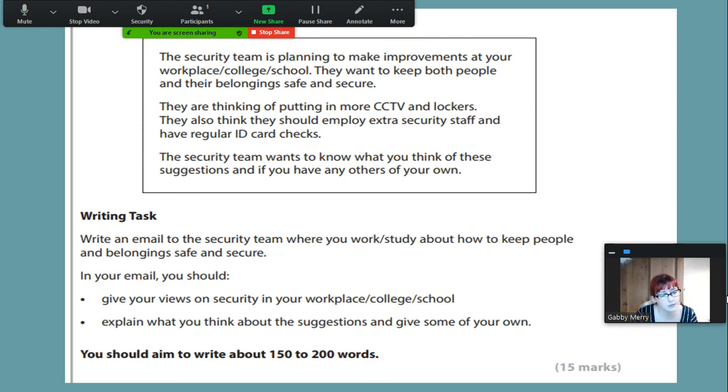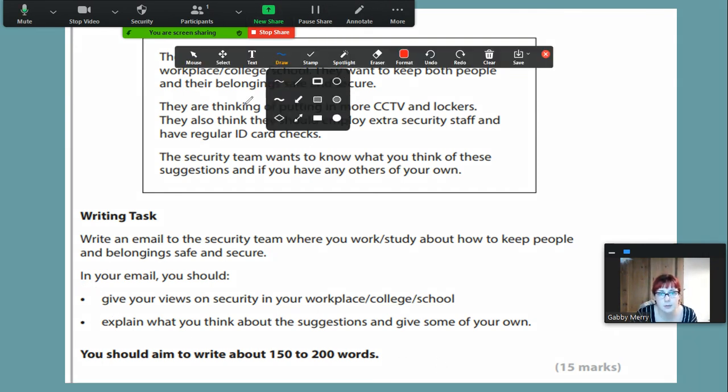So when you read through your task, you need to think very carefully, pick out that kind of information to help you gather your ideas and write your text. And as always, they do give you some lovely bullet points here to help you organise what you want to say. Okay, so remember, look carefully: write an email.